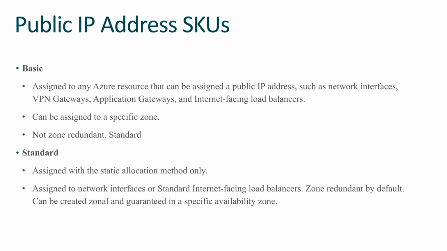A standard can only be assigned with static allocation. They can't be dynamic. And they are zone redundant, so they can move between zones. If something goes down and has to transfer, the public IP can actually move with it. Now, obviously, there's a little bit of a cost implication. A standard public IP costs a little bit more than a basic public IP.